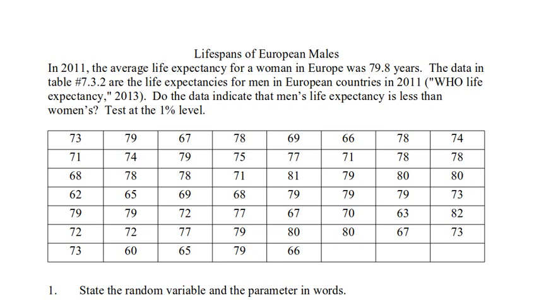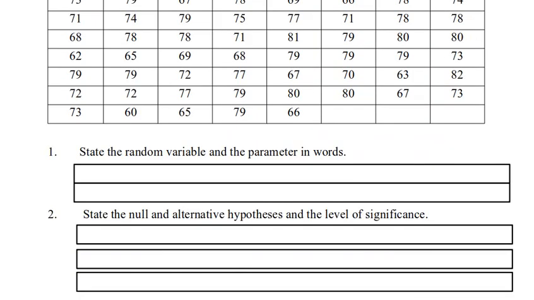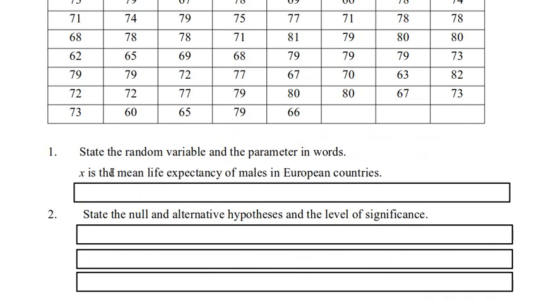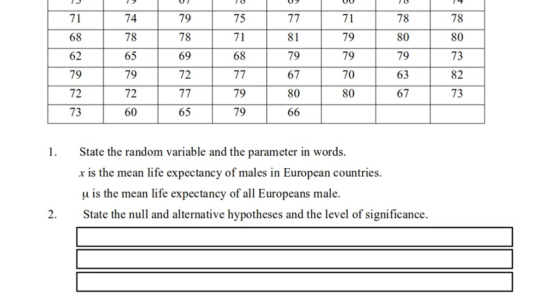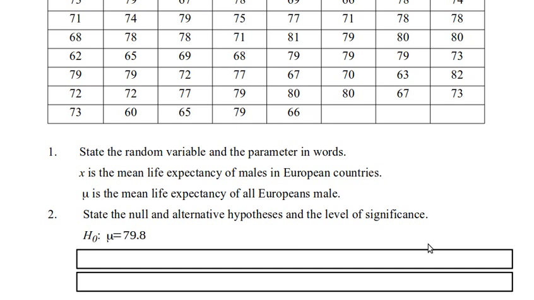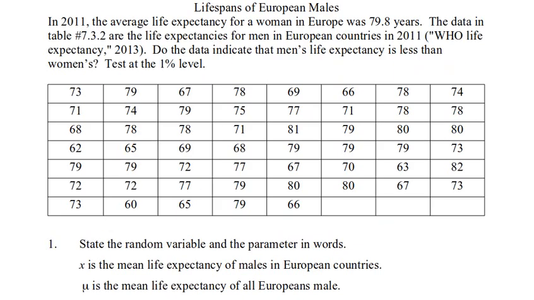So let's get going. The first thing we need to do is state the random variable and the parameter in words. The random variable x is the mean life expectancy of males in European countries. The parameter mu is the mean life expectancy of all European males. So the null hypothesis is that there is no difference. That is, the mean life expectancy of European males is the same as the life expectancy of European females, namely 79.8.